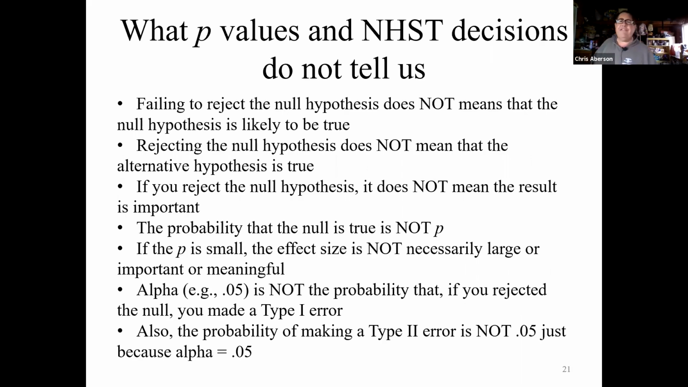Now, there's a lot of stuff that probability values and null hypothesis significance testing decisions don't tell us. And this is where a lot of the misconceptions come in. So first, failing to reject the null does not at all mean the null is likely to be true. Null hypothesis significance testing is not set up that way. It is set up based on the idea of falsification of the null. We have no mechanism to support the null within the procedures we're talking about.